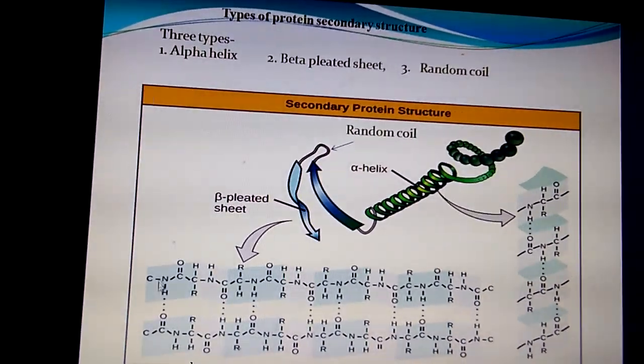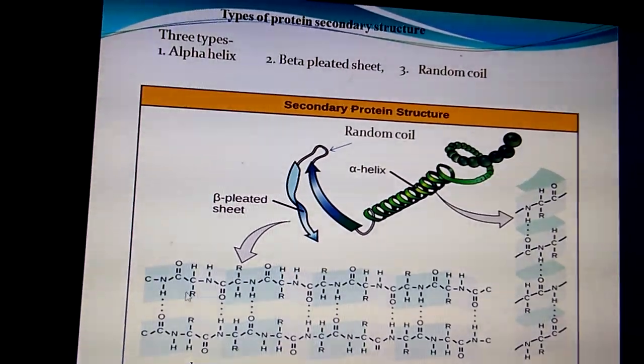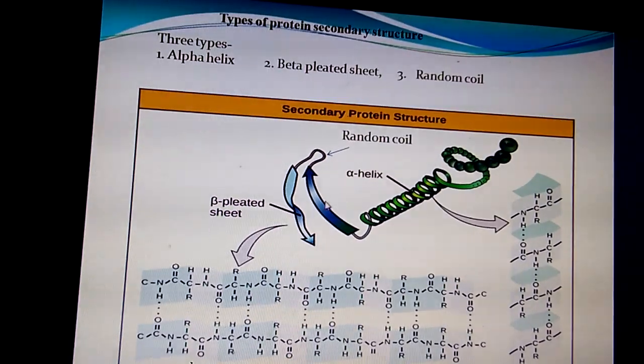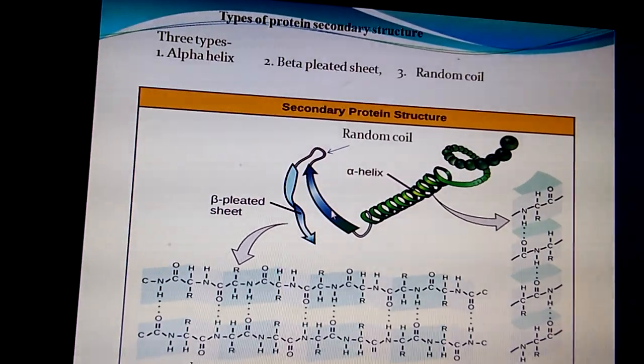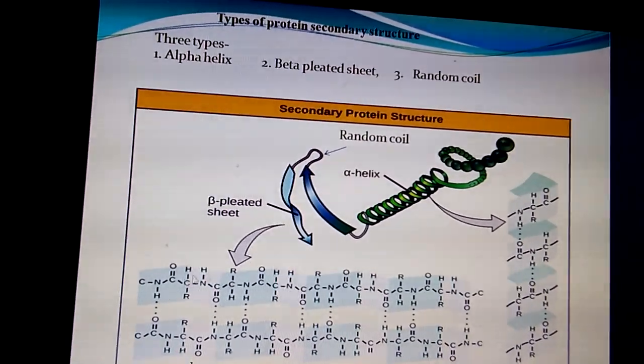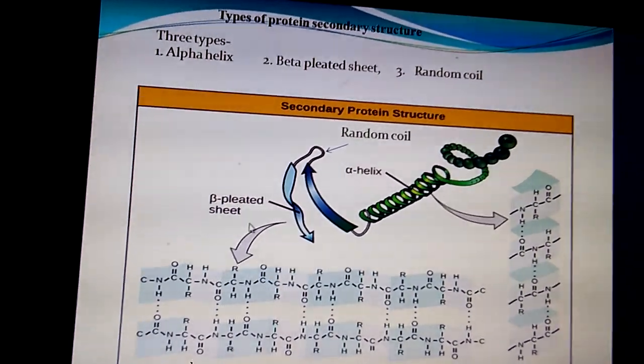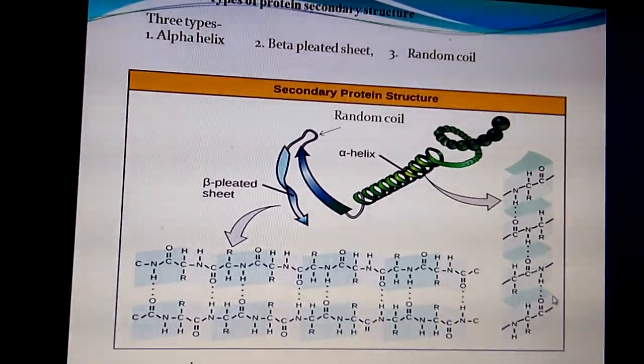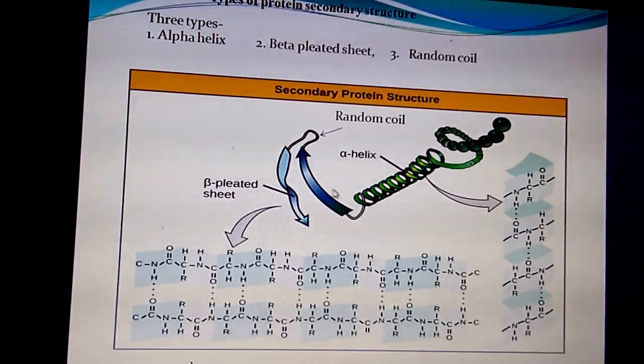So this is the polypeptide chain. When the polypeptide chain folds into a zigzag motion, that is this particular structure or that structure, this is the zigzag structure, and it is called the beta pleated sheet. But when it forms a coil-like structure, it is called the alpha helix.